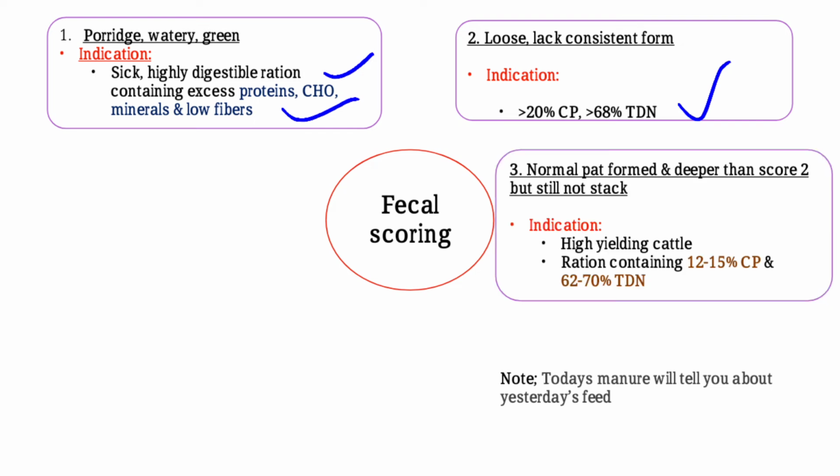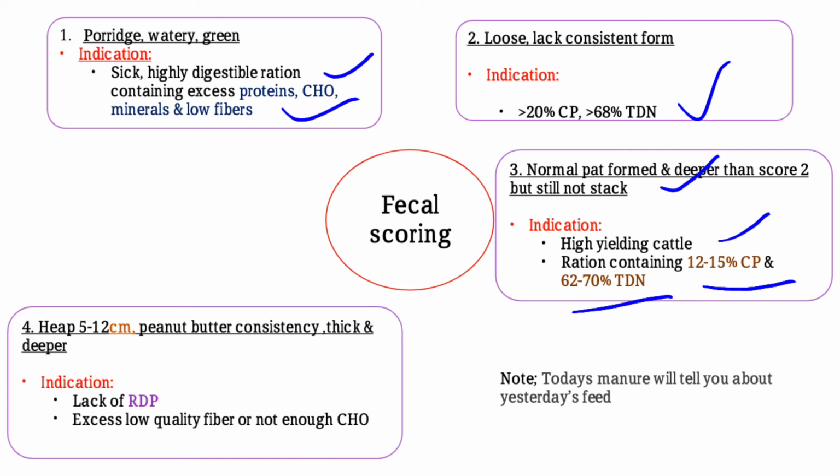Another one is fecal score 3, which is normal. The pat is formed and deeper than score 2 but still not sticky. It is mostly preferred, as it indicates the animal is healthy. It indicates a high yield cattle ration containing 12 to 15% crude protein while 62 to 70% TDN, which is ideal for dairy cattle.